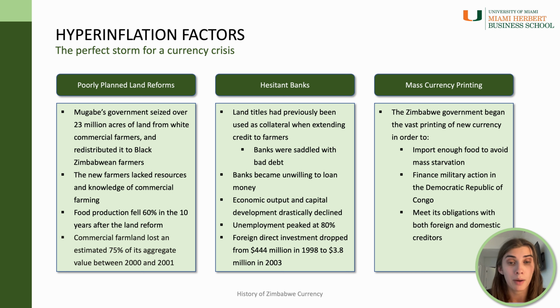Additionally, the Zimbabwean government began to print currency at a mass scale, which fueled the hyperinflation. They printed money to import enough food to avoid mass starvation. They also printed money to finance military action in the Democratic Republic of Congo. And finally, they printed currency in order to meet their obligations with both foreign and domestic creditors. Overall, Mugabe's land reforms, the hesitancy of banks, and wide-scale currency printing led to some of the worst inflation seen in history.